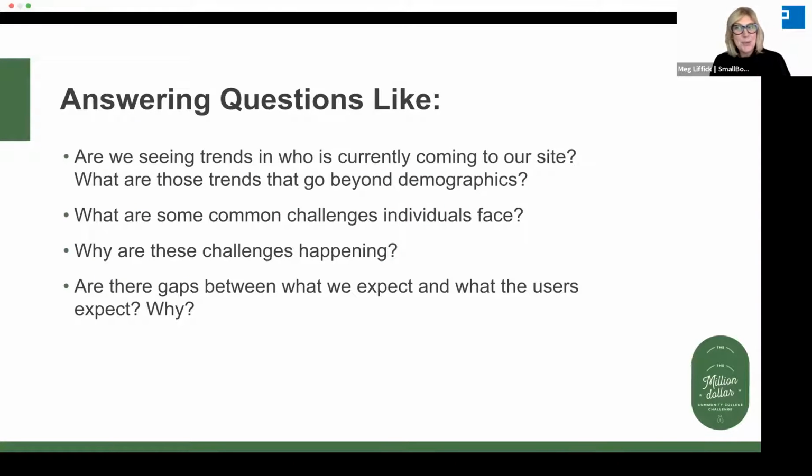At this point, you and your team should be exploring questions like these. Are we seeing trends in who is currently coming to our site? What are those trends? What are some common challenges individuals face, both on our website, but also maybe before they even arrive on our website? Why are these challenges happening? And are there gaps between what we expect and what the users expect of our website? And why is that gap occurring?